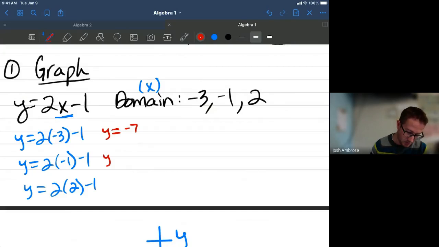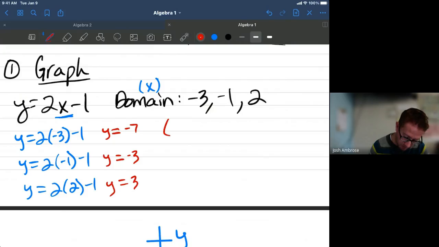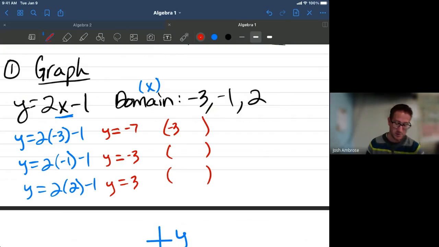Now the second one, 2 times -1 is -2, minus 1, -3. Now, y equals 2 times 2, that's 4, minus 1 equals +3. So here's what I'm going to show you now. Now what we have are actually 3 points that we can plot on the graph. Where did I get that -3 from? That's the first domain. Then this one, that's the second domain, and there's the third domain. Now I have the y values. I just calculated all of them.